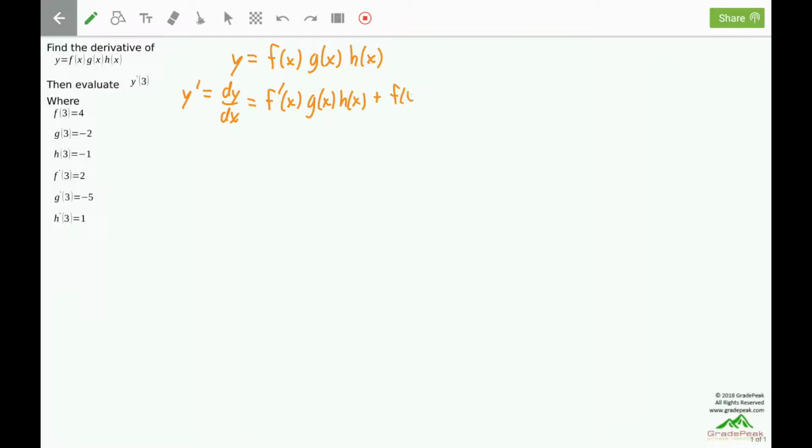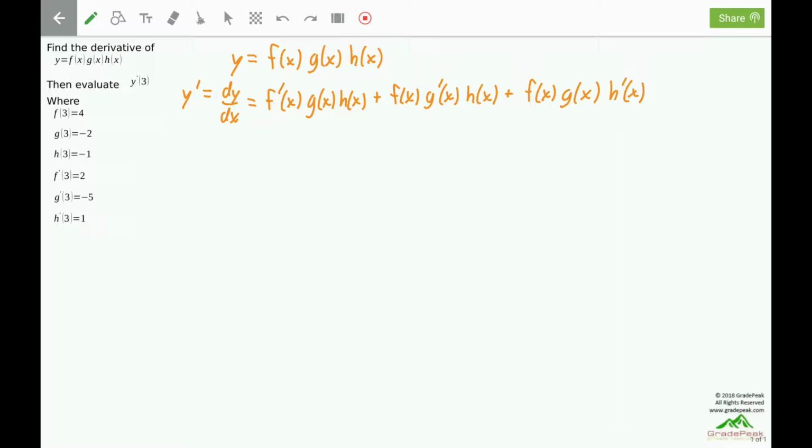plus the first left alone times the derivative of the second times the third left alone, plus the first left alone times the second left alone times the derivative of the third. You take the derivative of each one at a time and leave the other 2 alone and add all those terms together. There's our derivative y prime or dy dx.